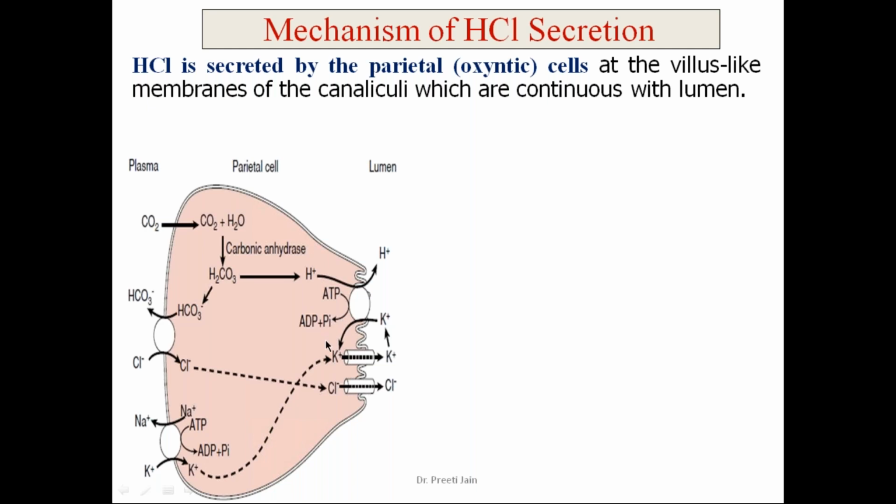Now this potassium which comes into the cell, you know that there are potassium leak channels. So potassium already is high in the cell, in the intracellular compartment. So the potassium diffuses through the potassium leak channels. Then this gradient is also being maintained by the operation of the sodium potassium ATPase pump, which is acting on the basolateral side of the membrane.